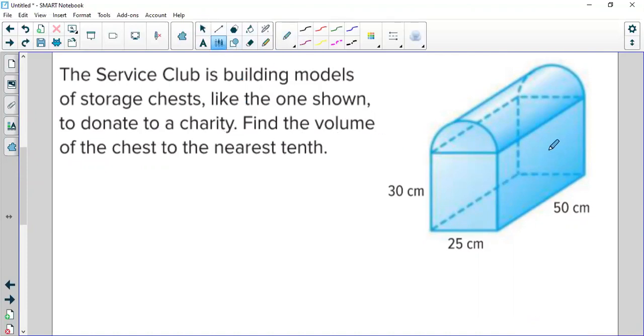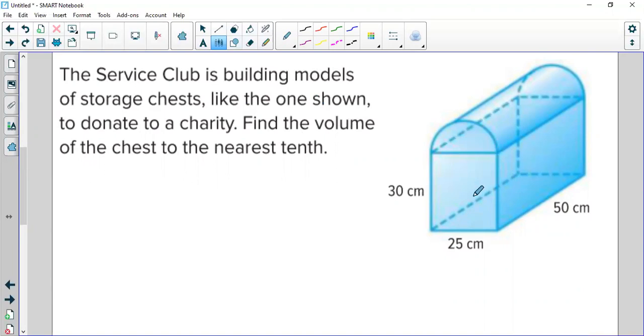So if I look at this composite figure, it's two pieces. It's a rectangular prism on the bottom, and then there's a half of a cylinder laying on top. So it's a cylinder flattened out and only half of a cylinder. Remember we did semicircles? Well, now we have a semi-cylinder, I guess you could call that. It's not really a name, but we'll make it up. So I'm going to find the volume of this rectangular prism, and then I'll find the volume of this half of a cylinder, and I'm going to add them together because they're being put together.